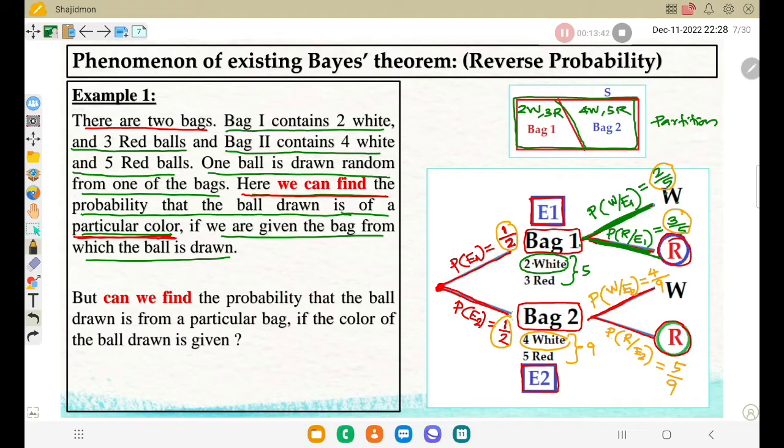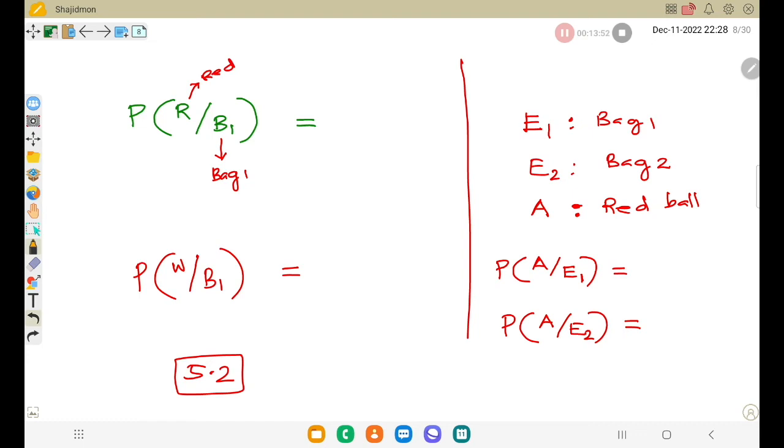So conditional probability like this we can easily find by using this tree diagram, or normally whatever we studied in the 5.2 section, we can calculate that easily. That means the probability of a red ball from the first bag we can calculate. The probability of a red ball from the second bag we can calculate, correct?